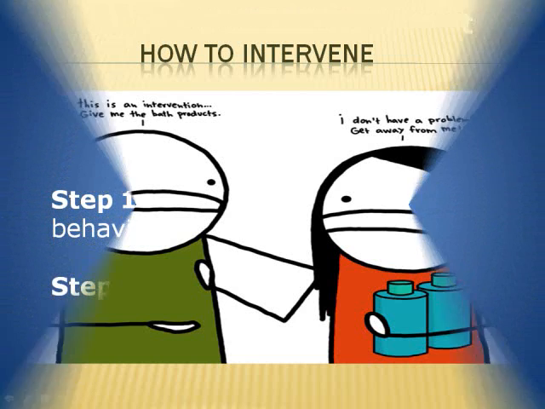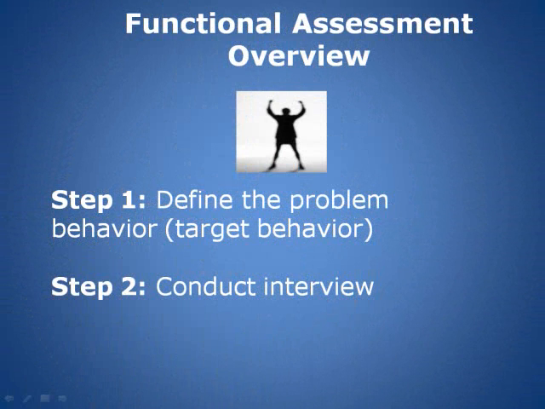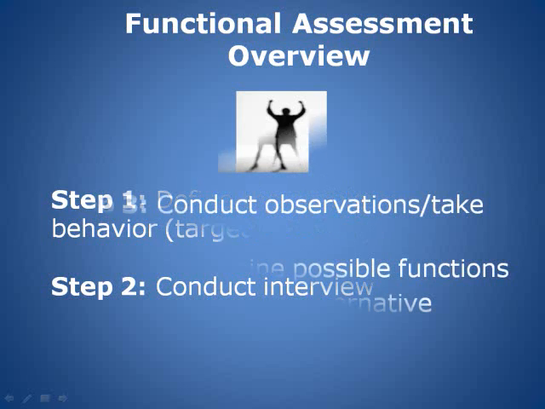The first step is to conduct a functional assessment. A functional assessment is a method of identifying the variables that reliably predict and maintain problem behaviors. Listed below are the 5 steps to conduct a functional assessment.